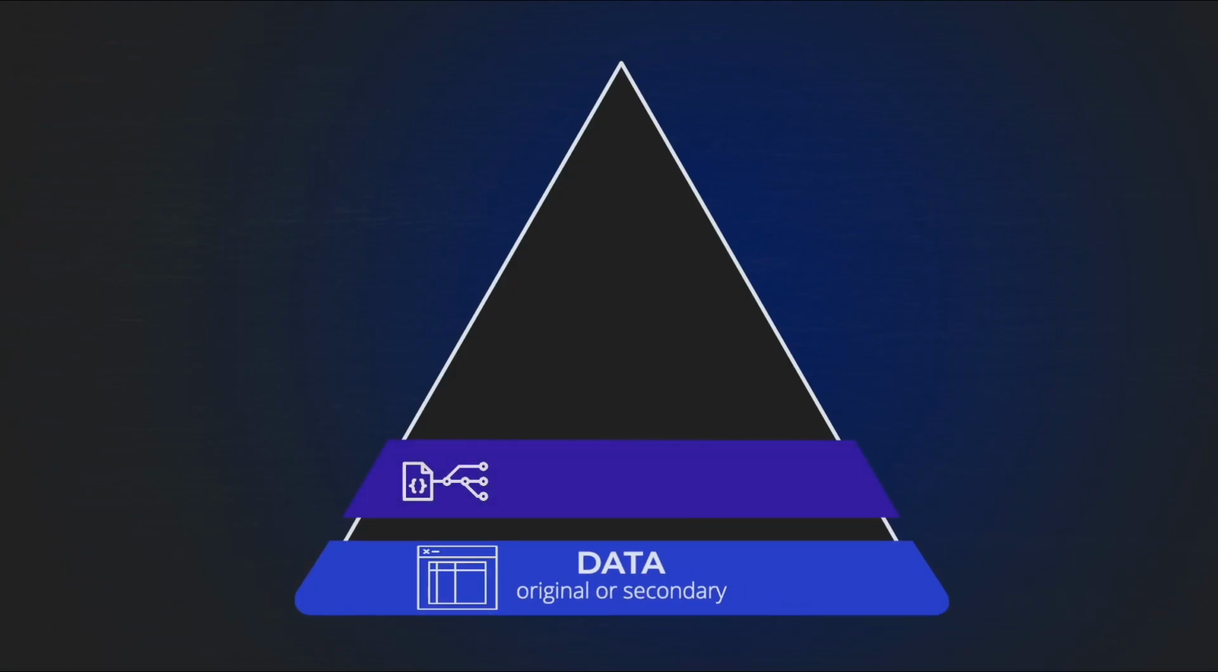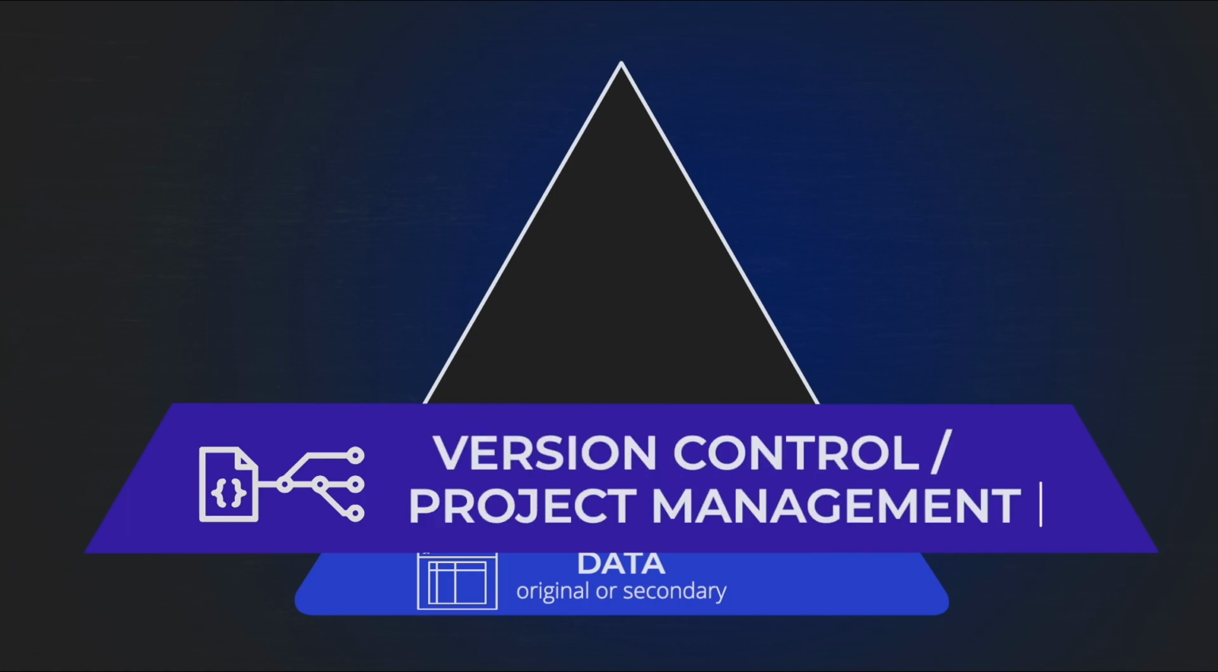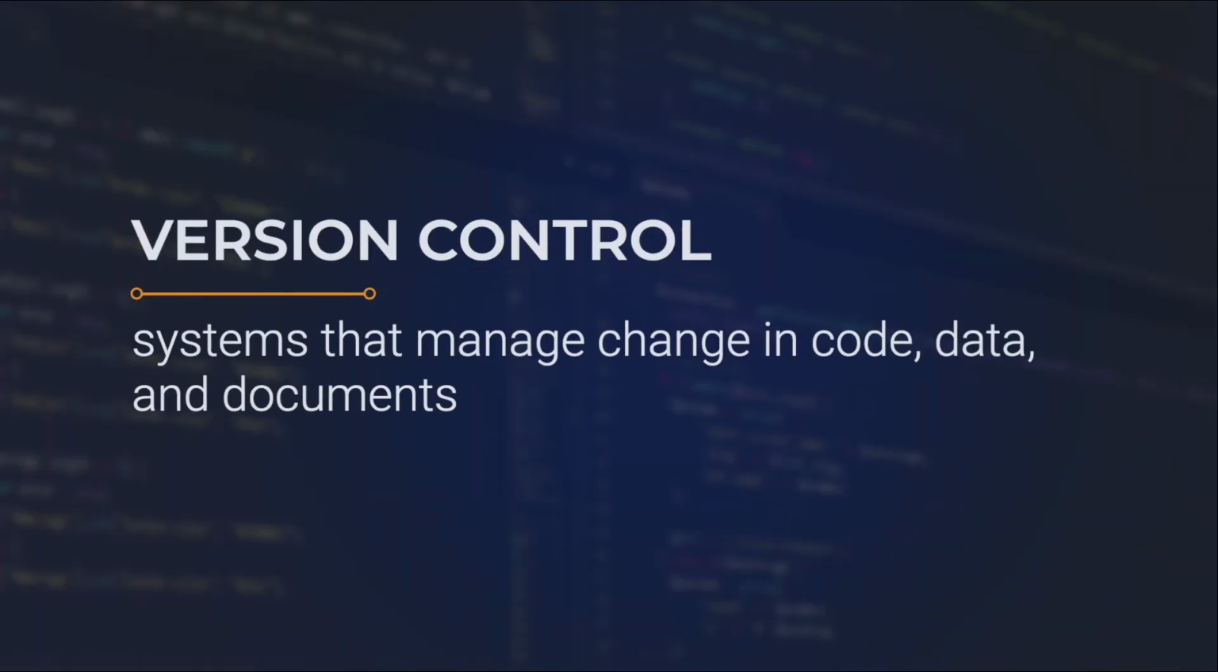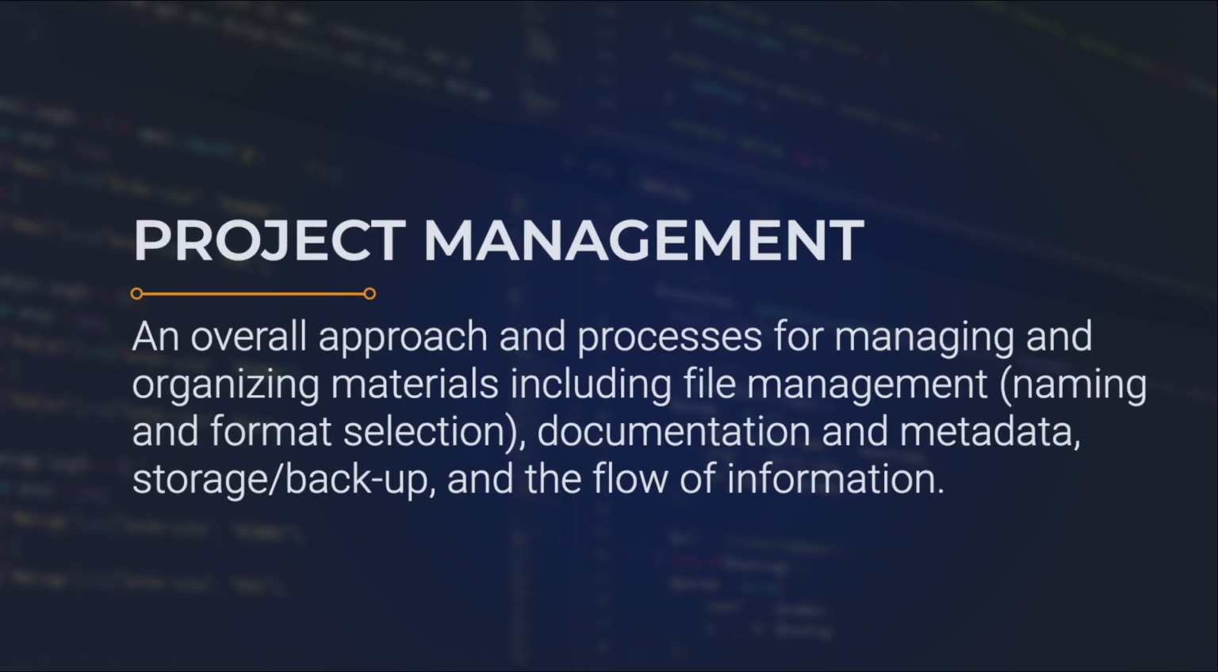Next, you need to establish your workflow, including determining your version control strategy and overall project management processes. Version control are systems that manage change in code, data, and documents. Project management is the overall approach and processes for managing and organizing materials, including file management, naming and format selection, documentation and metadata, storage and backup, and the flow of information.